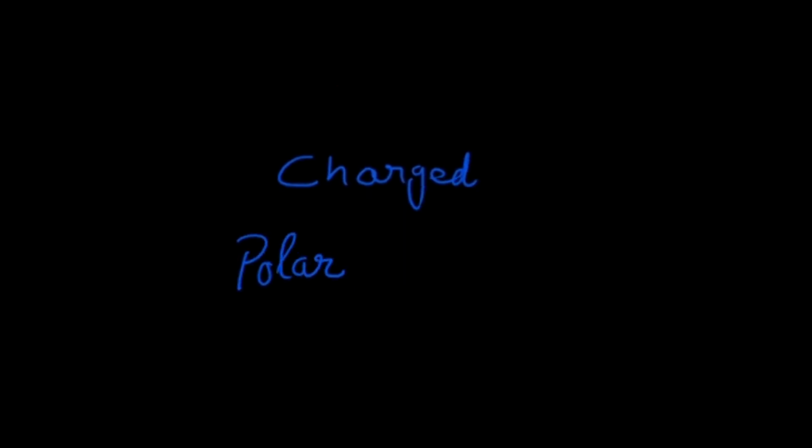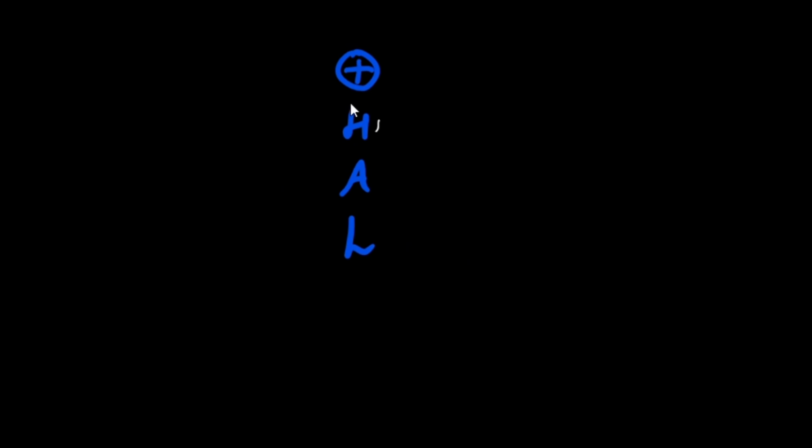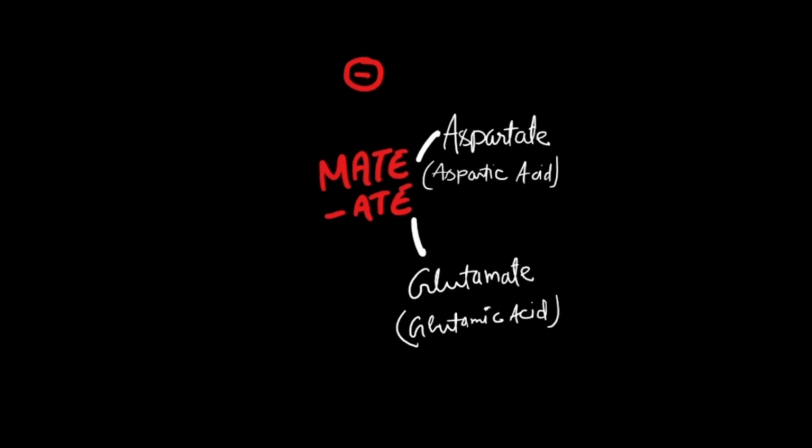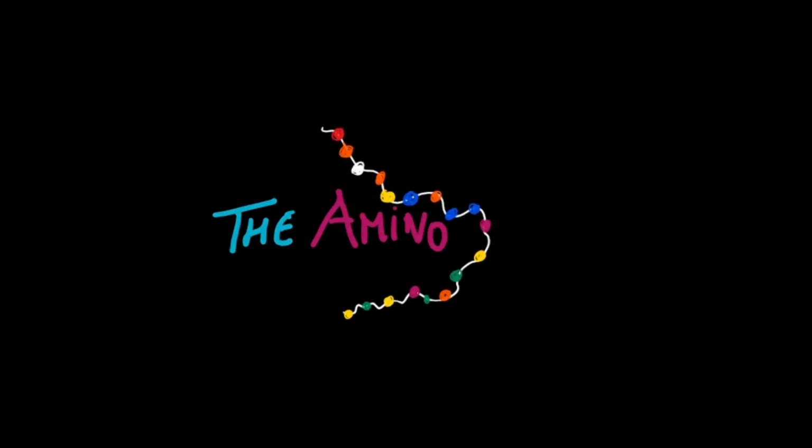And finally, the last mnemonic, HAL mates. This is a mnemonic for charged polar side chain containing amino acids. Positively charged amino acids, the mnemonic for that is HAL. H for histidine, A for arginine, L for lysine. And last, the negatively charged polar side chain containing amino acids. These are the mates. First, the aspartate or aspartic acid, and second, the glutamate or glutamic acid. That is all about the amino acids, the components of proteins.